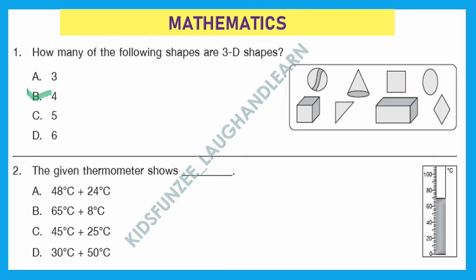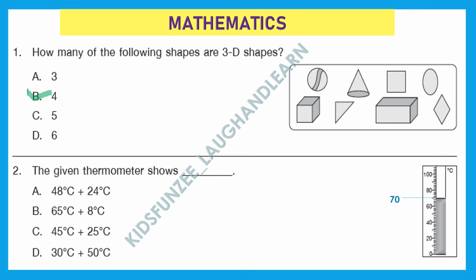Moving to question 2, the given thermometer shows, so what does it show? It shows 70 degrees Celsius. Okay, it's 70 degrees Celsius. Now we have to find out of these 4 expressions, which one will give you 70 degrees.